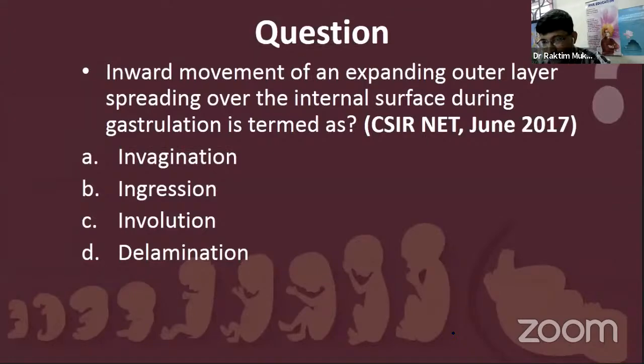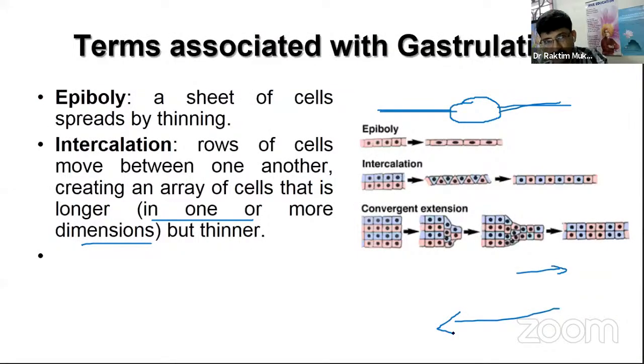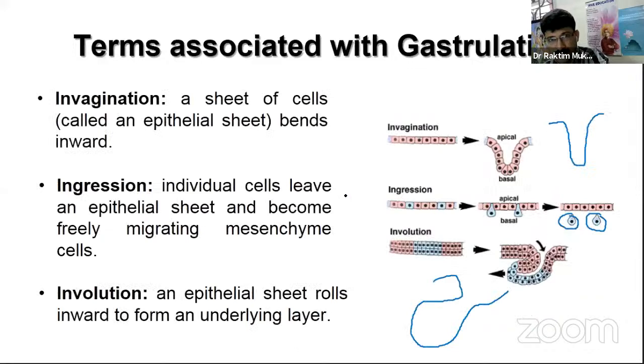Inward movement of an expanding outer layer spreading over the internal surface during gastrulation. Would you like to go with some other answer? Okay, by the time you are thinking, let's go ahead. A sheet of cells bends inward, that is invagination, whereas involution is when an epithelial sheet rolls inward to form an underlying layer.